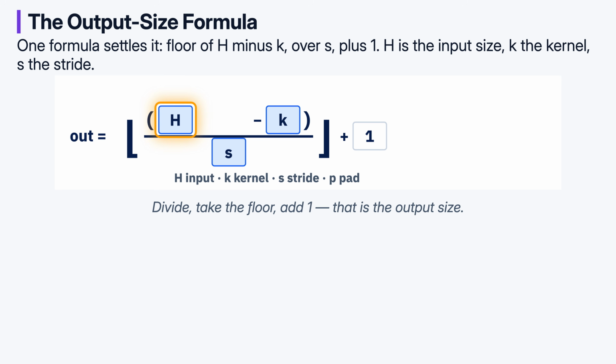One formula settles the size: floor of (h minus k) over s, plus 1. H is the input size. K is the kernel size, how wide the window is. S is the stride, the step size. The plus 1 counts the first window position. The floor drops a last window that only partly fits, and the same formula runs on the height and the width.